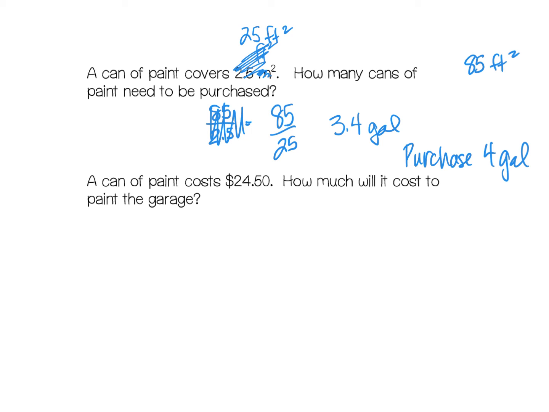Okay, so a can of paint costs $24.50. How much will it cost to paint the garage? I need 4 gallons, and it's going to cost me $24.50 per gallon. So $24.50 times 4 gallons gives me a total of $98.